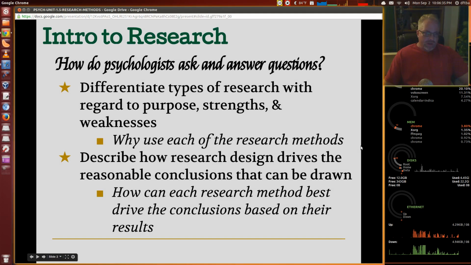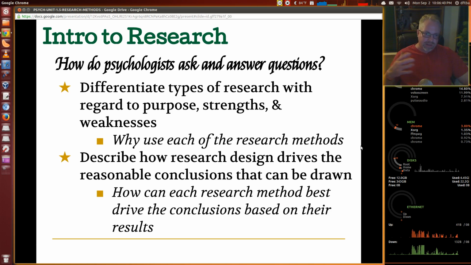So first of all, how do psychologists and scientists, in this case, the science of psychology, how do they ask and answer questions? How do they differentiate the different types of research with regard to purpose, strengths, and weaknesses? And why use each of the different kind of research methods we're going to look at? That's really the key here, is to understand the why and when you would use certain methods and when you wouldn't. You should be able to describe how research design drives the reasonable conclusions that can be drawn.